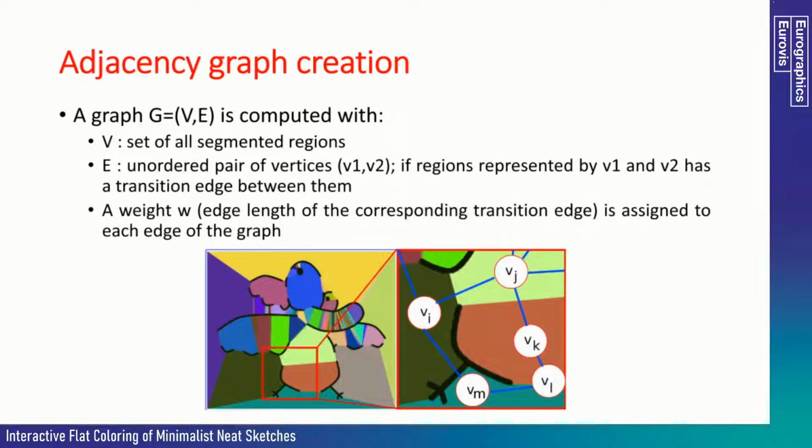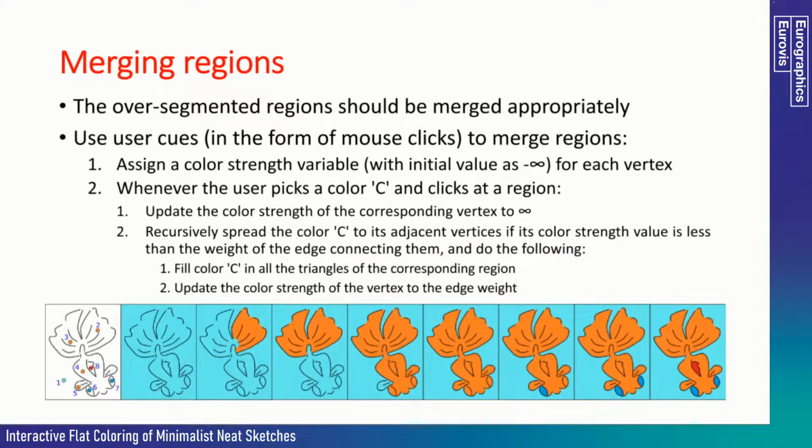Then we create a graph from the segmented sketch by taking each region as a vertex and edges connecting vertices whose corresponding regions share a transition edge. We assign the Euclidean edge length of the transition edge as the corresponding edge weight. The over-segmented sketch has to be merged interactively.